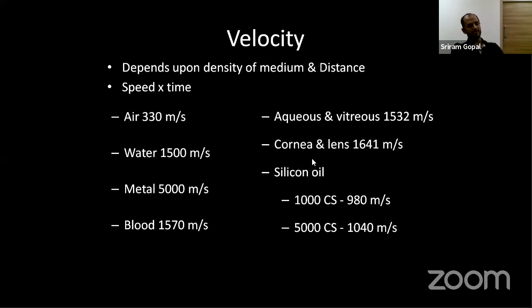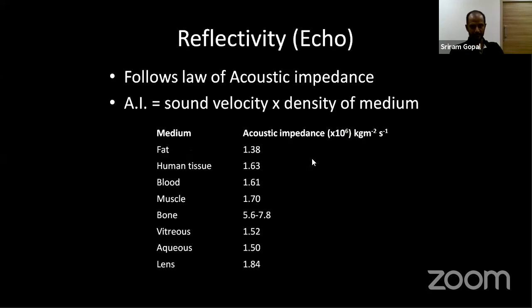For example, in 1000 centistoke silicone oil, the velocity is 980, whereas if it is more viscous, the velocity is slightly higher. That is why you need to correct for the velocity while doing a scan in a silicone oil filled eye.